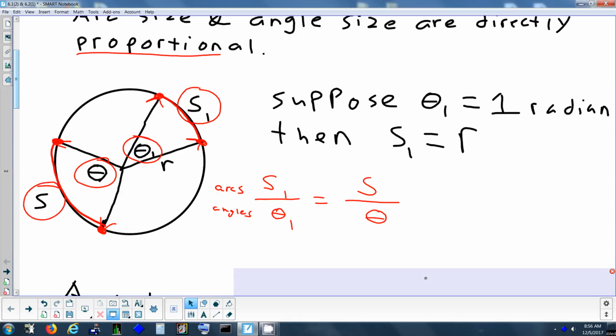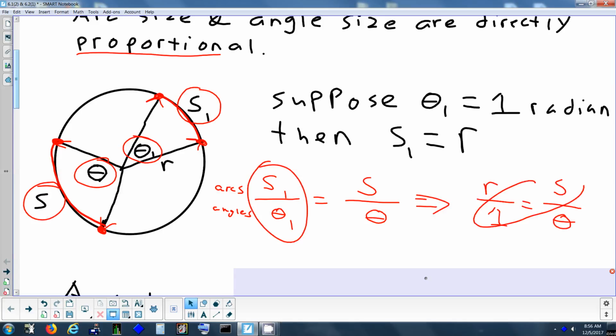Now let's plug in our starting fact. The starting fact is going to go right there. So R over 1 equals S over theta. Just leave it because we don't know what they are. Now how do you solve a proportion? What's the technique you use so you can get rid of the fractions? Yeah, cross multiply. And Megan, what's 1 times S?